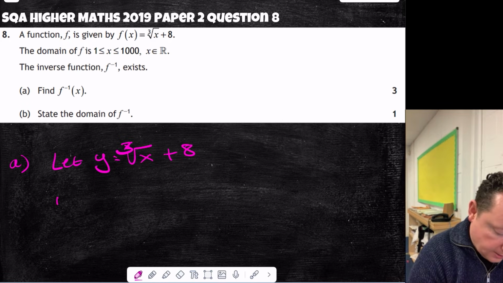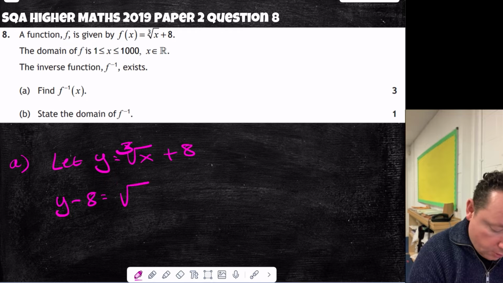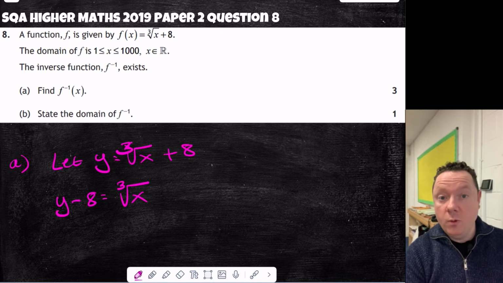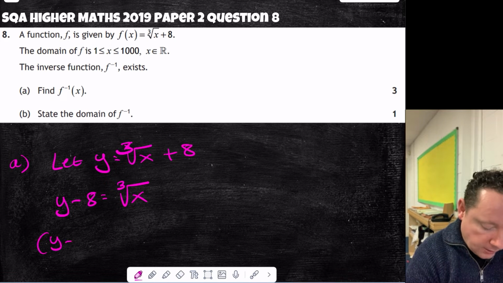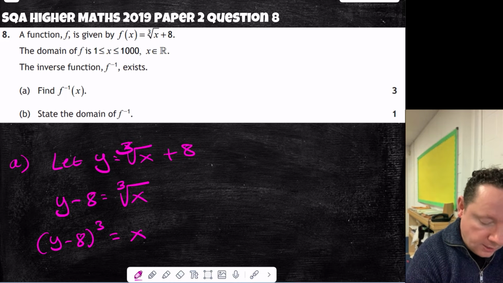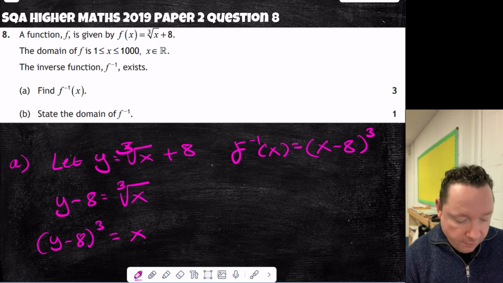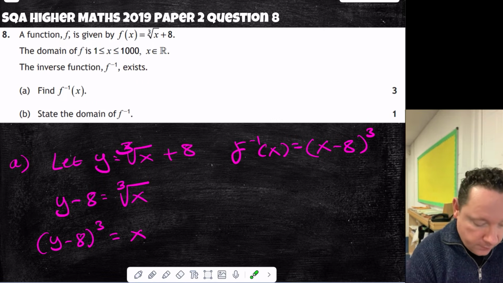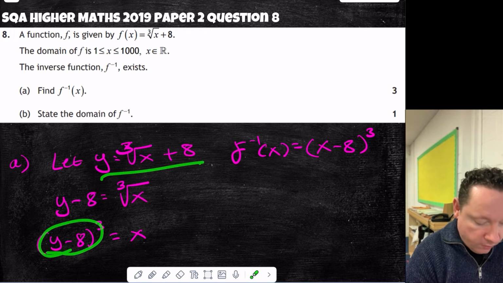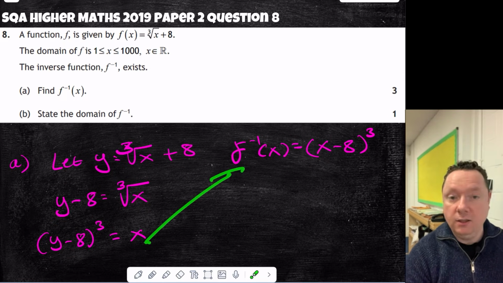So y minus 8 equals the cube root of x. Cubing both sides then, I get y minus 8 cubed equals x, and I then straight away can just jump in and say that the inverse function of x then is equal to x minus 8 cubed. I just swap the y for an x. Do not write at this point here, this is very important. Do not then write y equals an x there, because you've already said that y equals this, so it doesn't equal that with an x in it. Just jump from here to here and you're done.